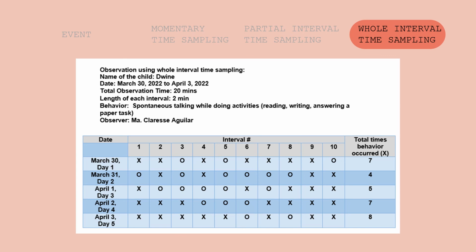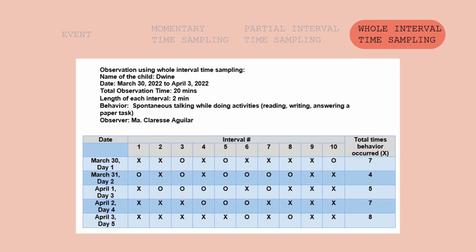Here are the tallies of the whole interval time sampling. The name of the child was Dwayne. The date conducted was March 30, 2022 until April 3, 2022. Total observation time 20 minutes and length of each interval 2 minutes. The behavior is spontaneous talking while doing activities, for example, reading, writing, answering a paper task. And here are the tally, the date, the interval, and the total times behavior occurred.